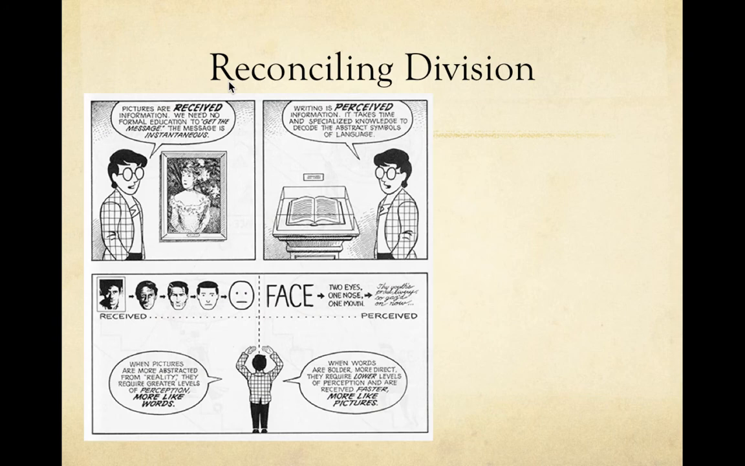So he talks about reconciling the division, and in the top two panels here, he's talking about the same information we talked about in the same slide. But if we move down to the panel below that, you'll see that he has a line, and he says here, starting on the left-hand side, when pictures are more abstracted from reality, they require greater levels of perception, more like words. And then moving over to the right, when words are bolder, more direct, they require lower levels of perception that are received faster, more like pictures.